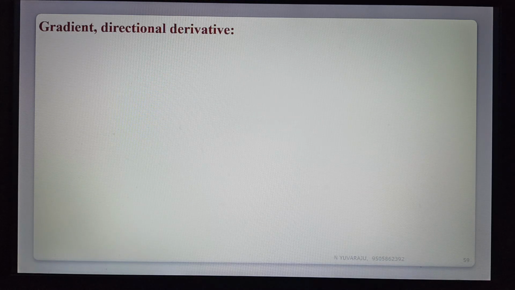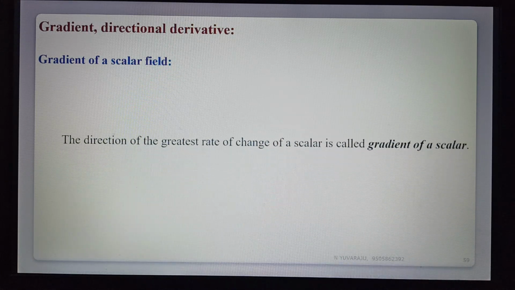Okay, now. In this topic, the first one is gradient and directional derivative. What is the gradient, and what is the directional derivative of the given scalar or vector? First definition: the gradient of a scalar field. What is the definition here?